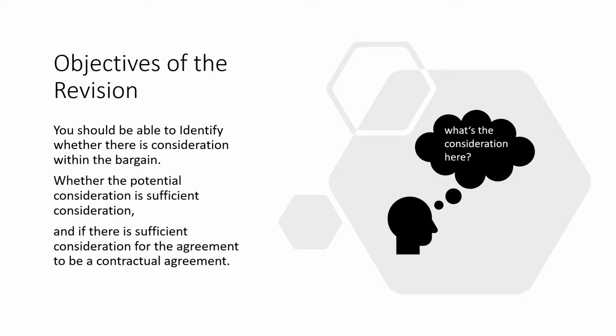So you need an offer, you need acceptance of that offer, but you need sufficient consideration. So the objectives of the revision we're doing today is you should be able to identify whether there is any consideration within the bargain, whether the potential consideration is sufficient consideration, and if there is sufficient consideration for the agreement to be a contractual arrangement.